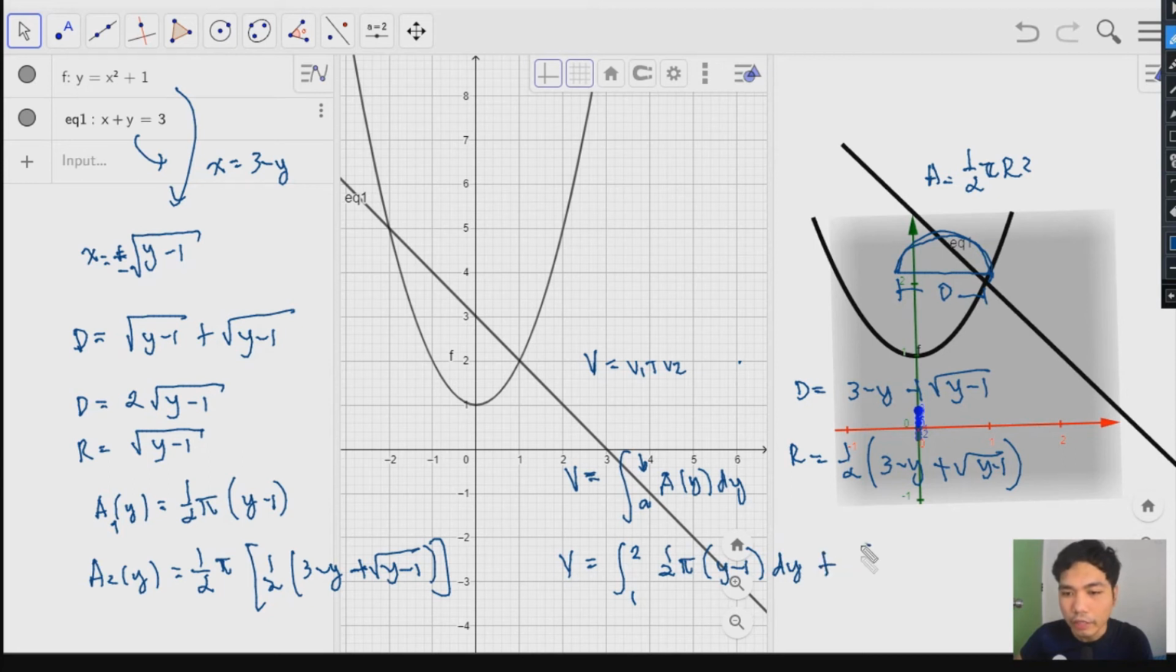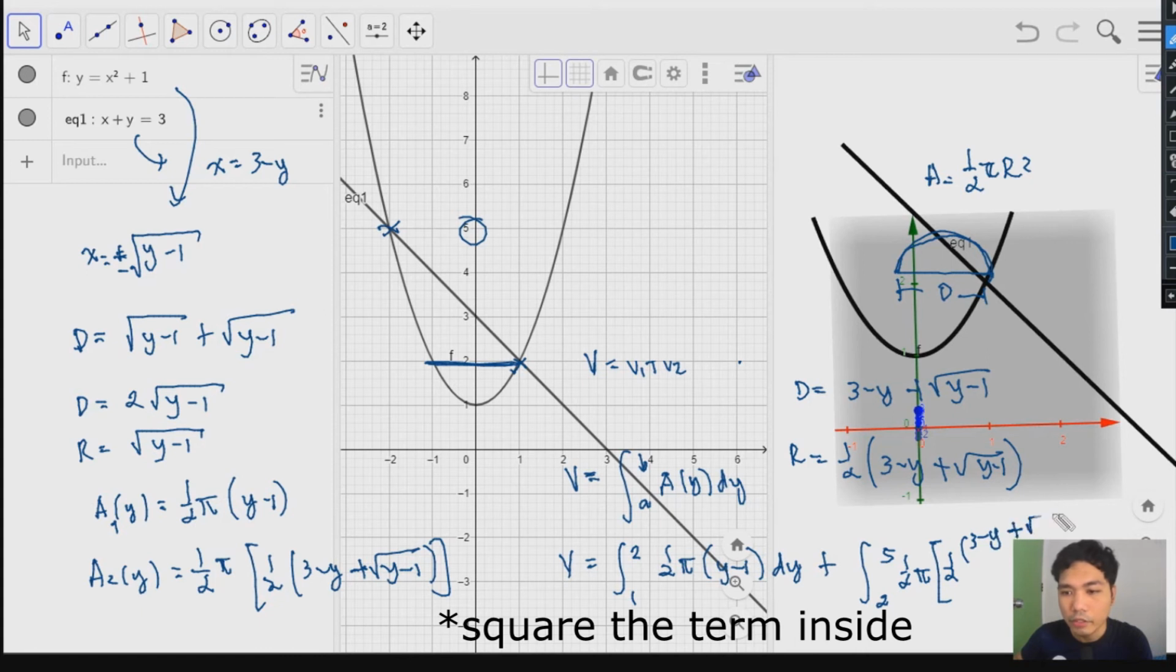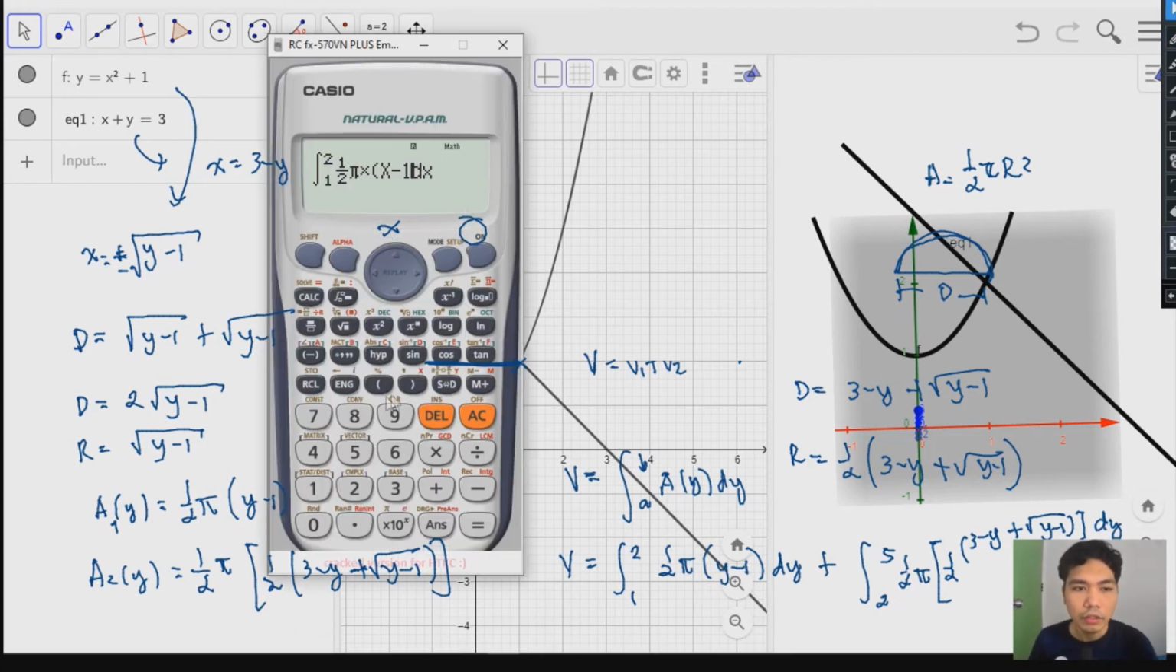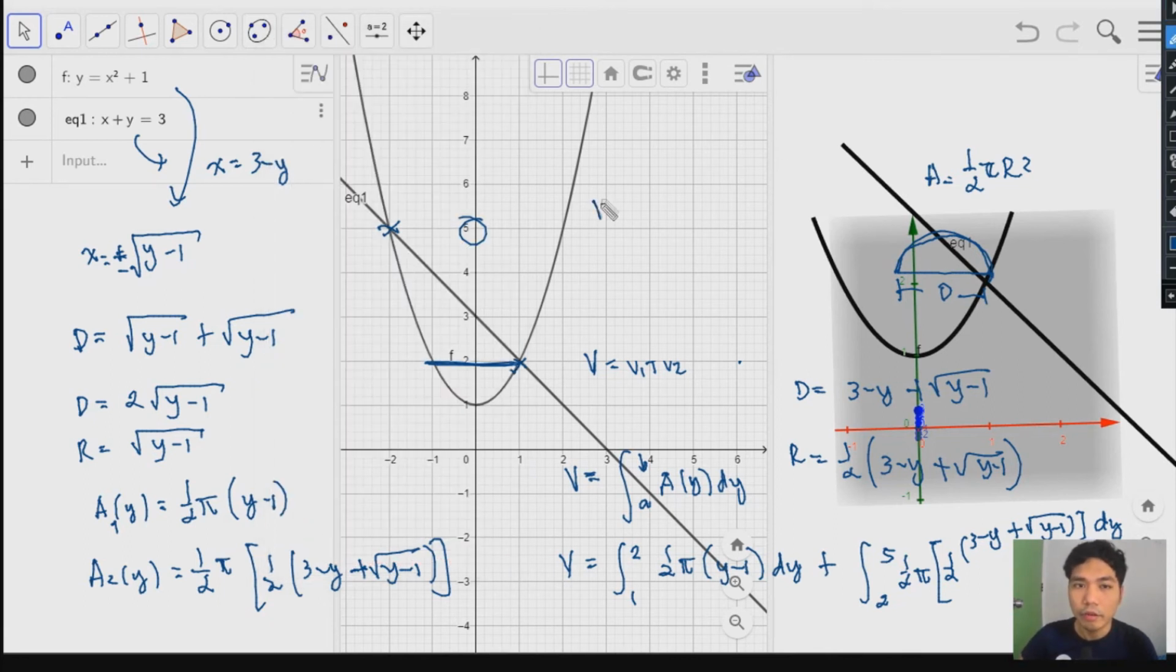And then, yung sunod nating volume would be from 2, diba? This is 2 going to positive 5. Okay? So, that is 2 to 5. And then, your equation is this one. 1/2 pi. And then, that is 1/2, 3 minus y plus square root of y minus 1. Okay? dy. And then, you can now integrate this. So, upon integration, the answer here is 1/4 pi. So, for that, the volume is equal to 1/4 pi, pero di pa yung tapos, meron pa isa tayong volume dito. So the answer upon integrating this is 131/240.